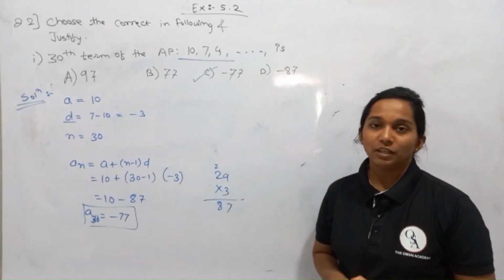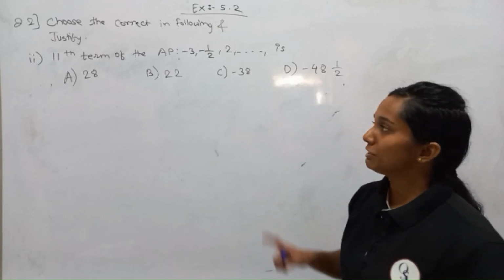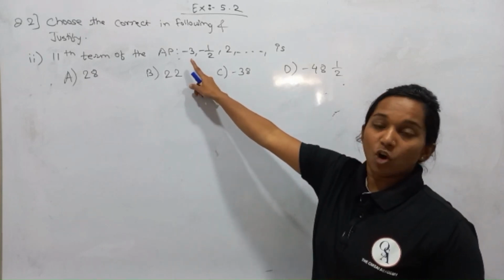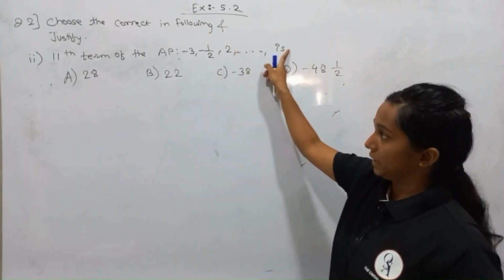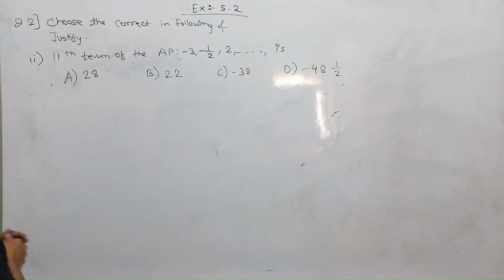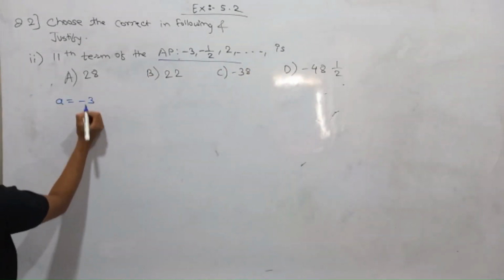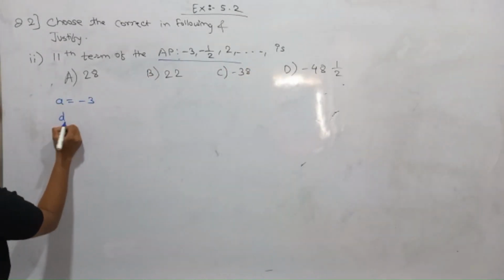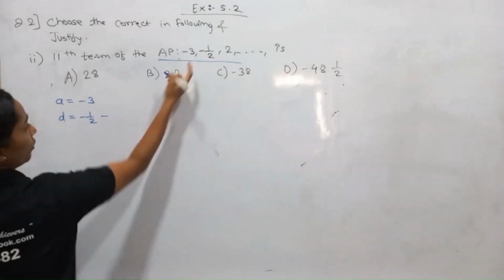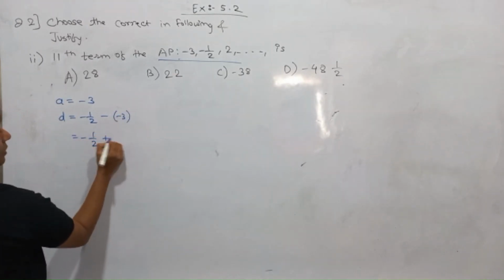So now let's see the second MCQ. Second question is nothing but we have to find the 11th term of the AP. The AP is nothing but minus 3 comma minus 1 by 2 comma 2, and options are there. We have to check which option is correct. So looking at the AP, we got first term a is nothing but minus 3. Finding out the distance is nothing but term 2, that is minus 1 by 2, minus term 1, which is minus 3. Okay, minus 1 by 2 minus minus became plus 3.